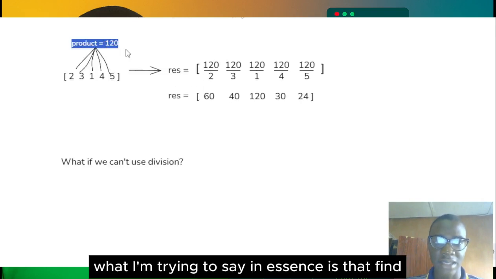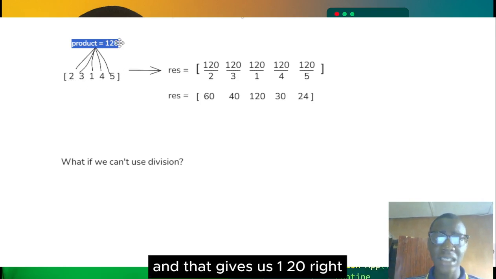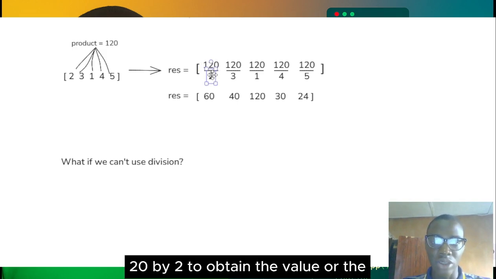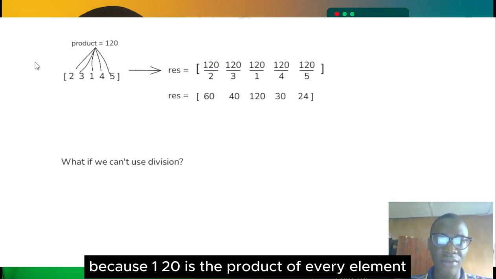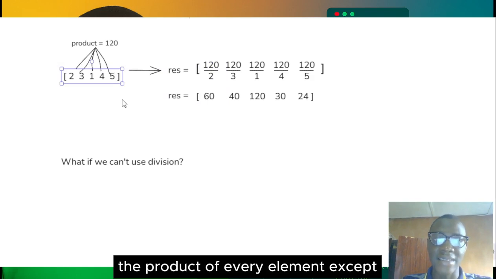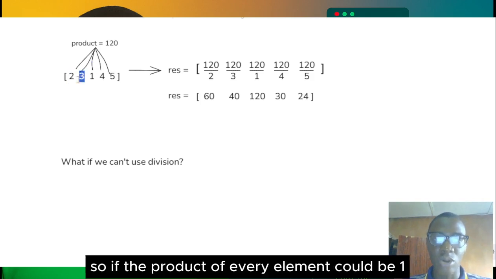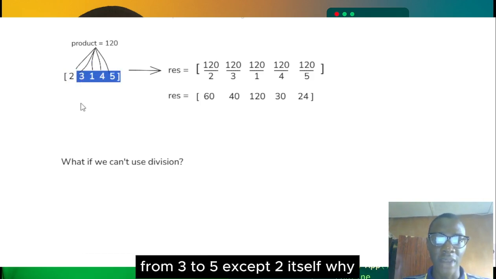What I'm trying to say in essence is that first of all, we find the product, which is 2 times 3 times 1 times 4 times 5, and that gives us 120. So we are going to divide 120 by 2 to obtain the answer for this particular index. Why? Because 120 is the product of every element in this array, but the problem statement wants us to return the product of every element except the element itself. So 120 divided by 2 gives us the product of every element from 3 to 5 except 2 itself.